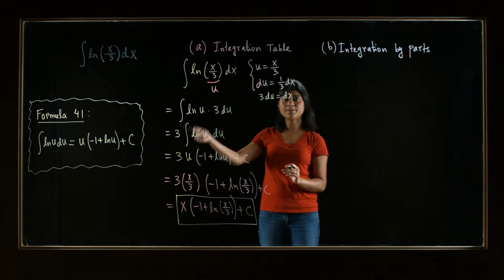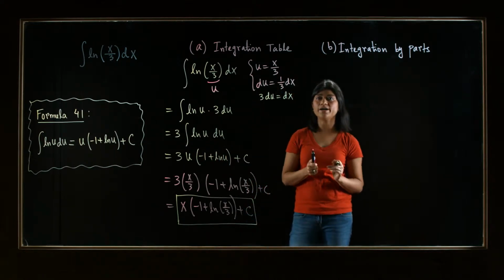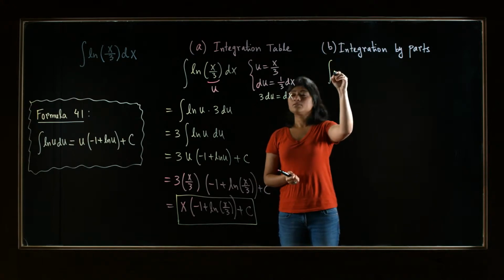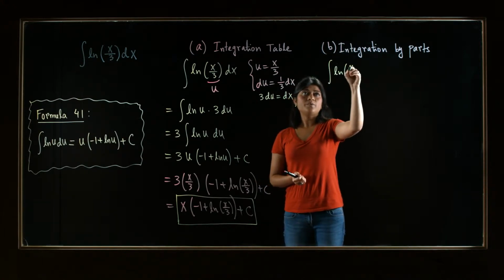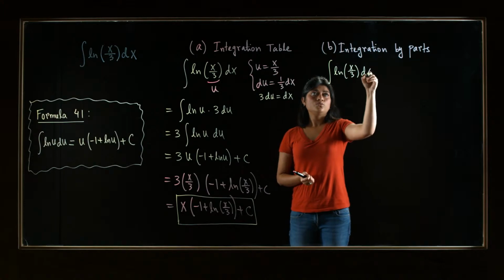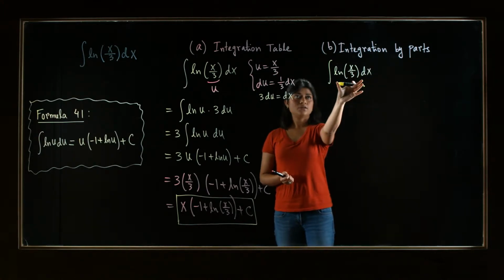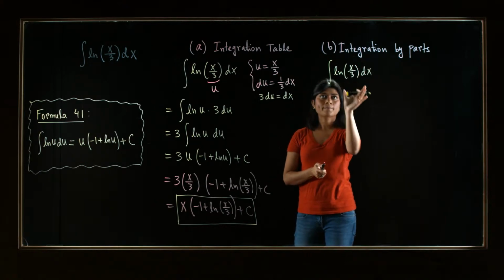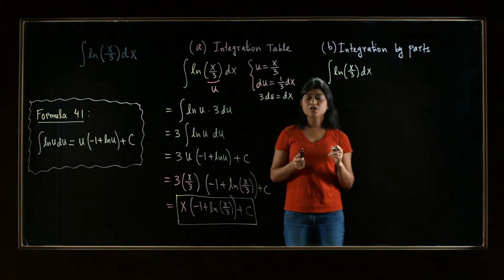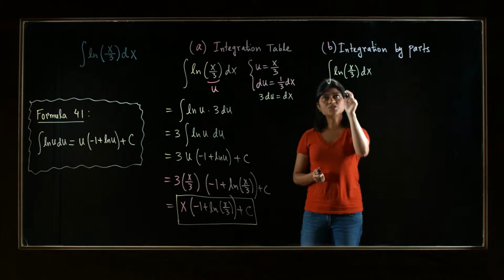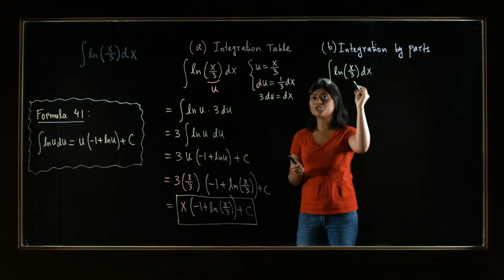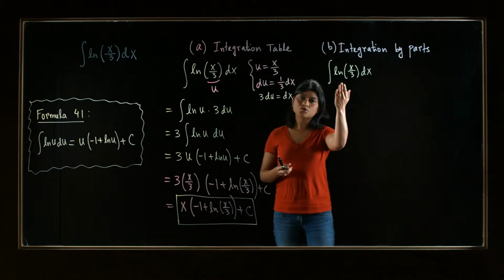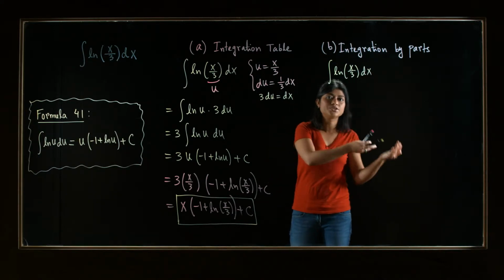Now we have to solve the same integral but using integration by parts. Now recall that in integration by parts we have to rewrite our expression in terms of u and dv. Now how do we choose our u and dv? First, notice that we just have one function, natural log. There isn't any other function. So what should we do with that function? Should we differentiate it? Should we integrate it?